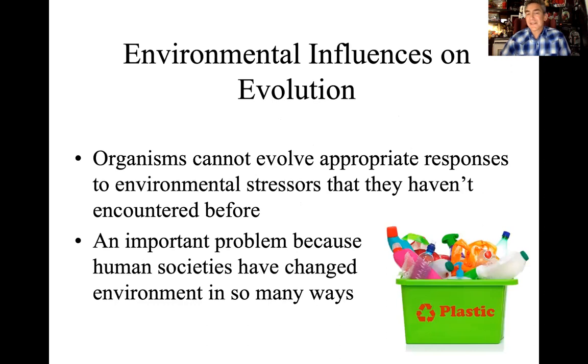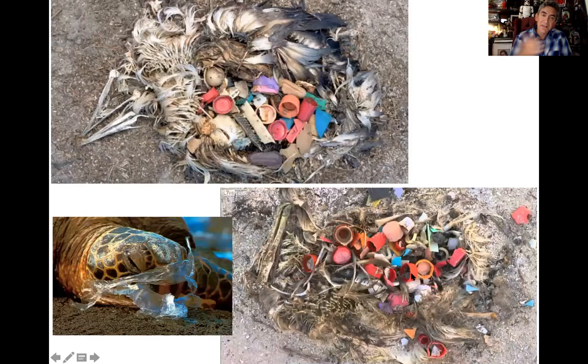So organisms cannot evolve appropriate responses to environmental stressors that they haven't encountered before. So it's going to take time for organisms to adapt, to evolve, for things to happen. And human societies are changing the environment so rapidly that a lot of these species don't have the ability to evolve quickly enough. Right? One idea is plastic. Right? Plastic has come onto the scene in a relatively short time and taken over everything, right?